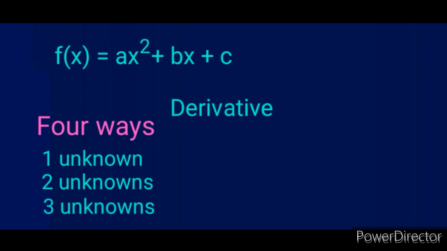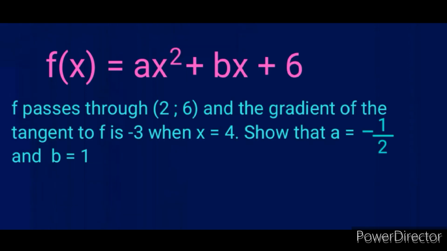So, let's begin. Alright, here is the situation. You are given a parabola and you're told that f passes through (2, 6) and the gradient of the tangent to f is -3 when x is equal to 4. Show that a is -1/2 and b is 1.